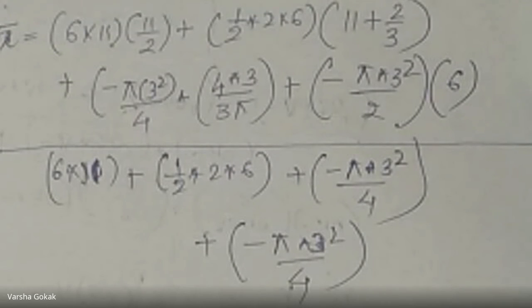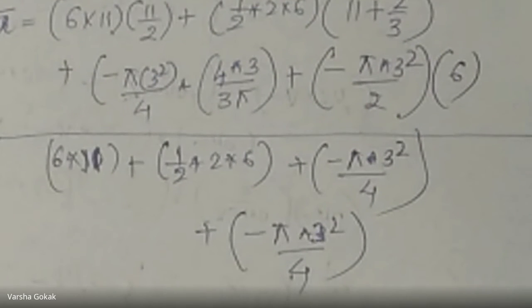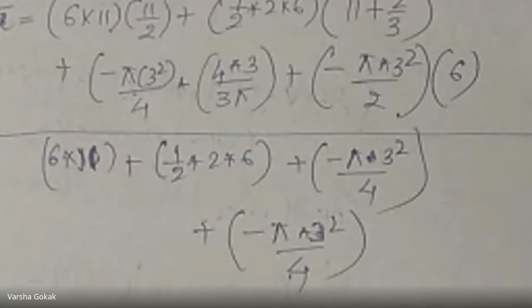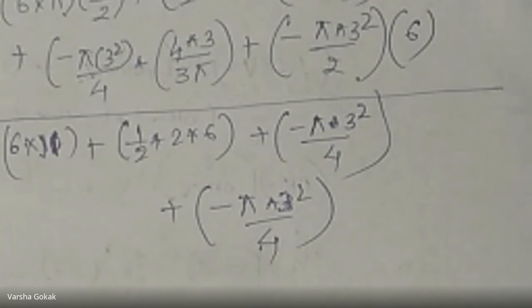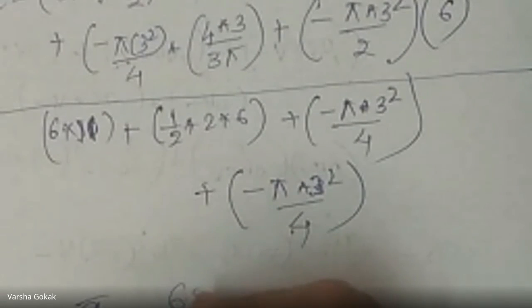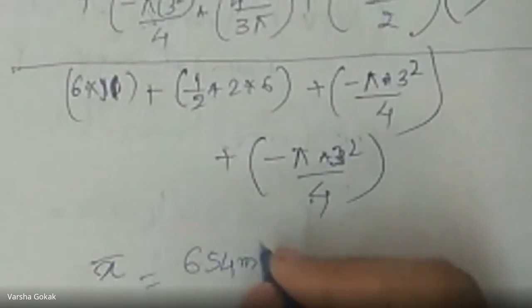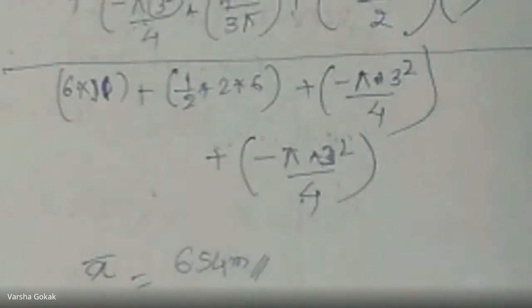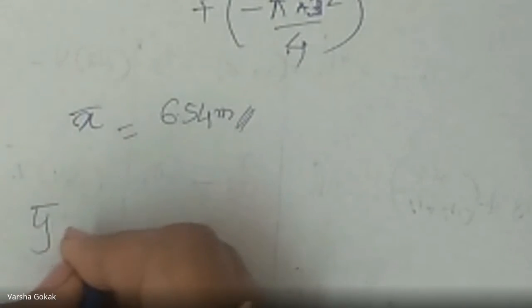Quick. Shifa, Pallavi, Sonali. Pallavi, 6.67, 6.54. Correct. Both are getting 6 only. 6.54 meters. Okay, fine. Let us find y bar.